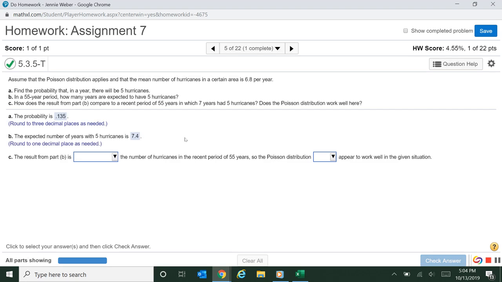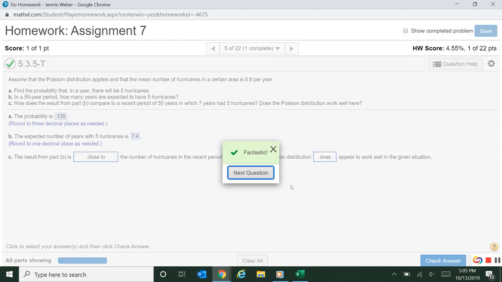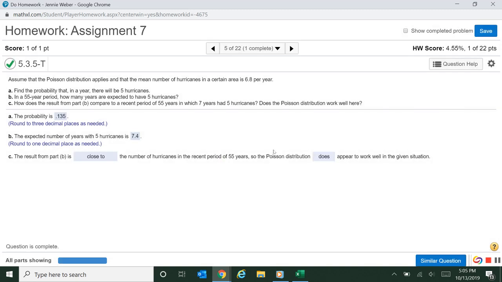Okay, and then they're saying that in a recent period of 55 years, 7 years had 5 hurricanes. Does it seem to work well? Well, that's pretty close to 7.4, so it's close. So it does seem to work well for this situation.